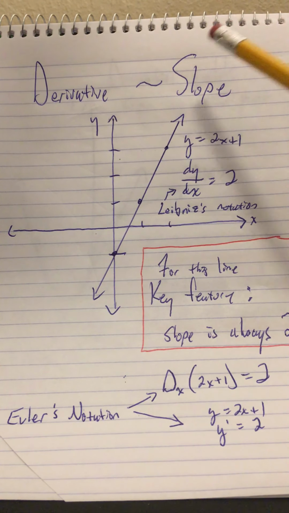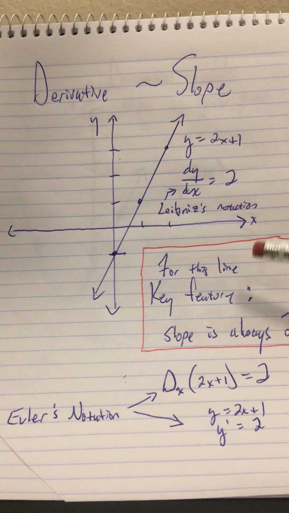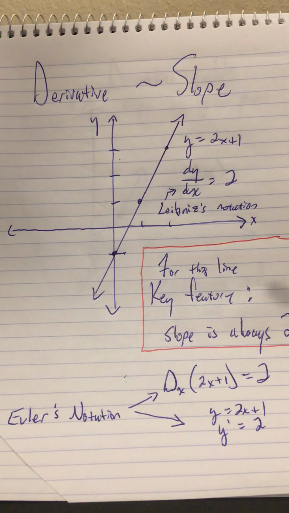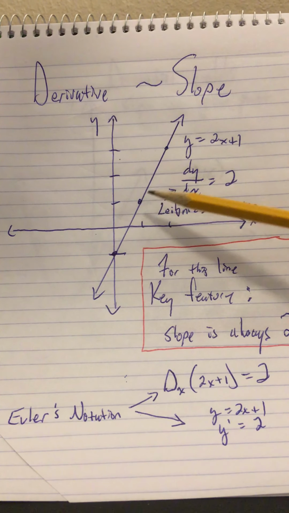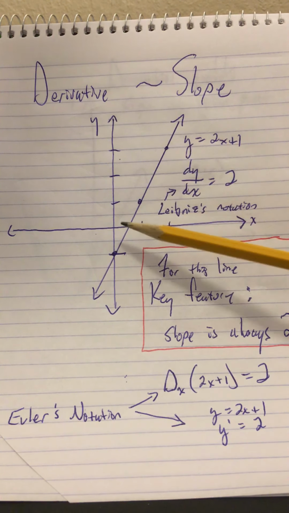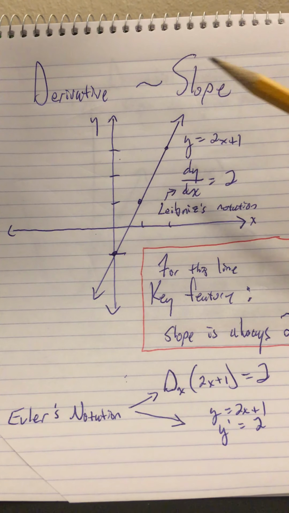Now, I've started here with a line because lines have this key feature. They always have the same slope, and this particular line always has a slope of 2. So the key feature of this line is the slope is always 2. And the derivative will give us the slope of a function at any given point. When I say point, I mean on the x-axis. So at this point 1, it has a slope of 2. At this point 2, it has a slope of 2. At this point a half, it has a slope of 2. So the derivative should give us 2 because the slope is 2.